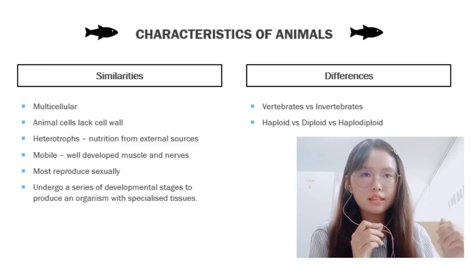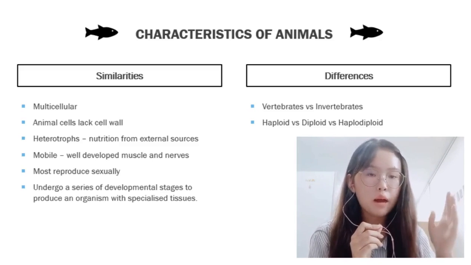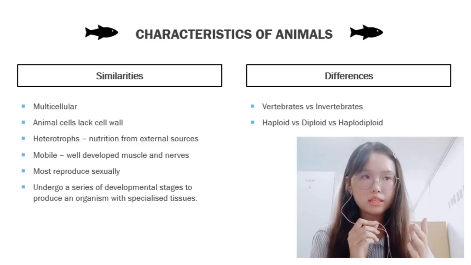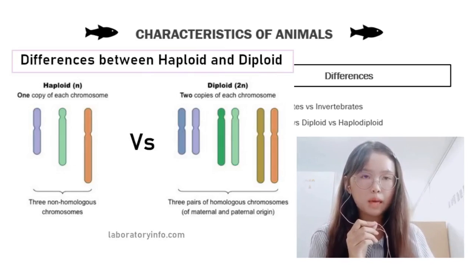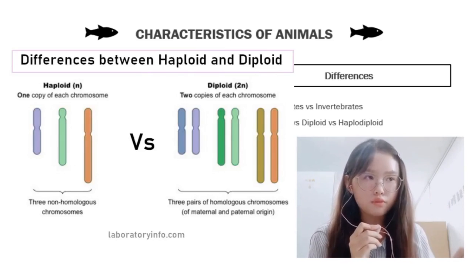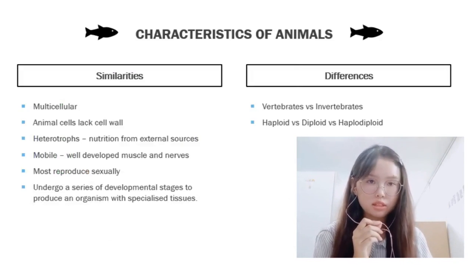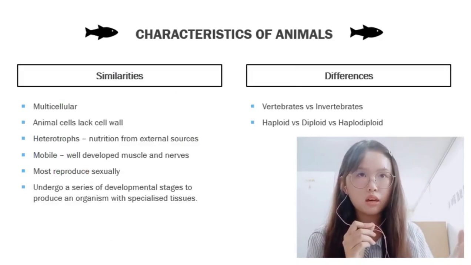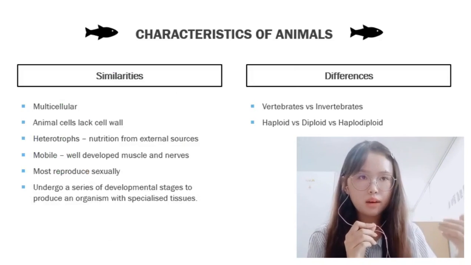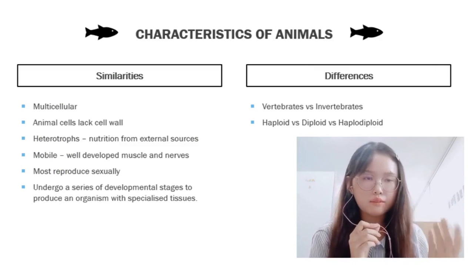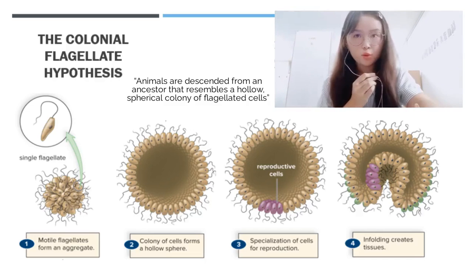The last difference is that they are categorized into haploid, diploid, and haplodiploid. Haploid is half of diploid, which is 2n, so haploid is n. Haplodiploid is a sex determination system in which the haploid male is developed from unfertilized eggs, while the diploid female is developed from fertilized eggs. Now let's move on to the next slide.